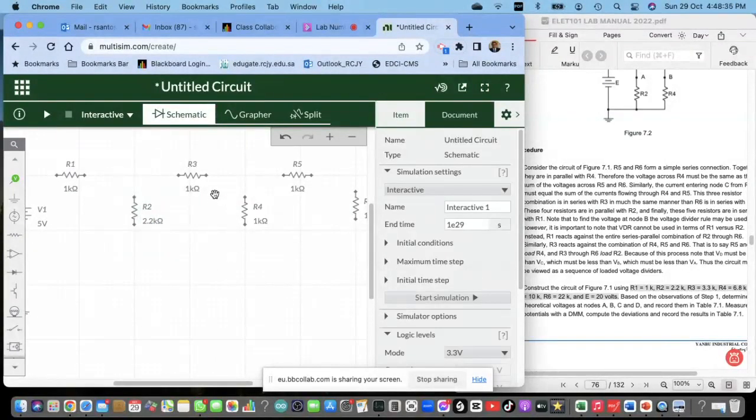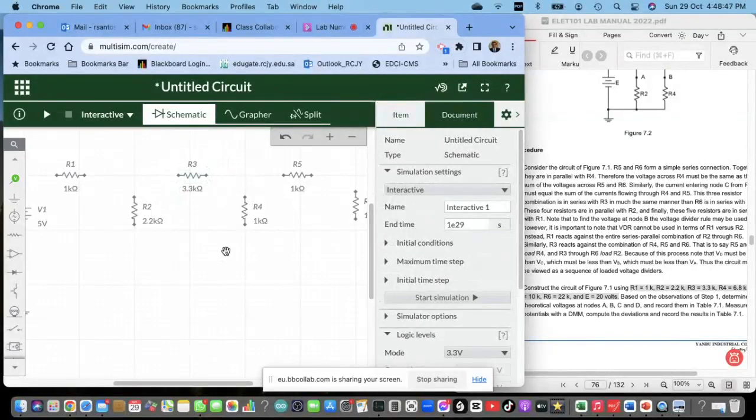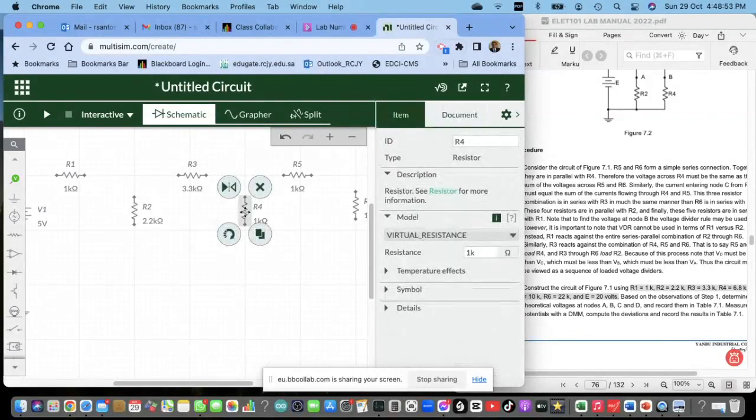Then click the window here, all right? Then R3, how much R3? 3.3. So we have here 3.3 kilo. Then click again the window here. It's done. 3.3 is there. R4 is 6.8. Okay, R4 6.8.